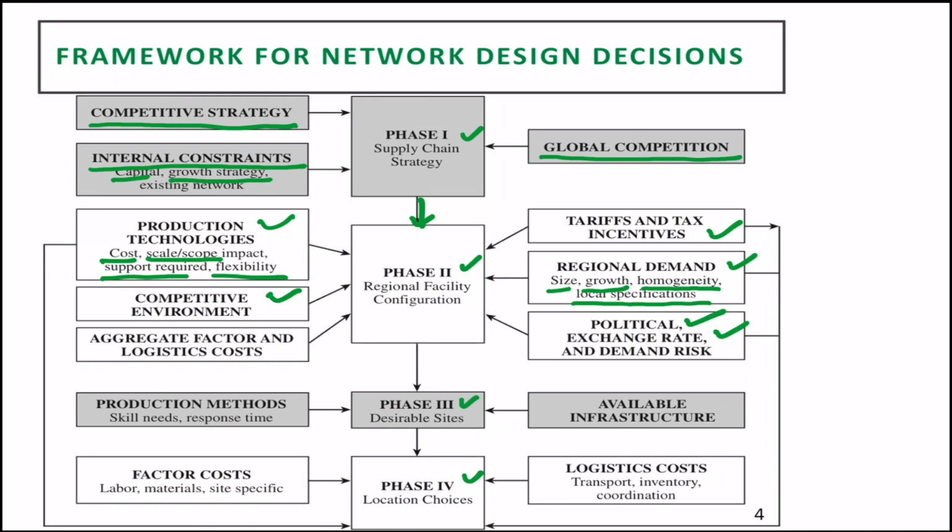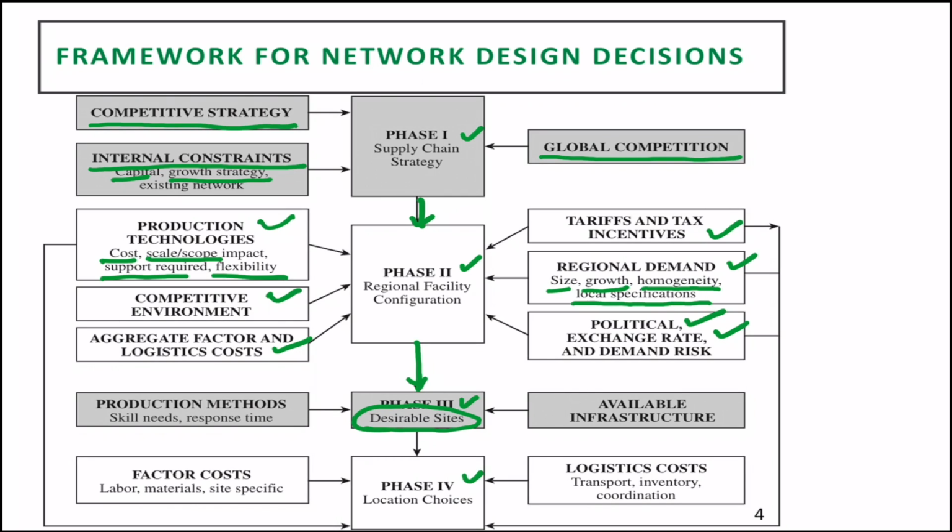Another input to this phase is aggregate factor and logistics cost. So managers must look into the possibility of making use of economies of scale that can help in reducing cost. Once decision makers move to phase 3, the objective is to identify desirable sites where the facilities can be located.